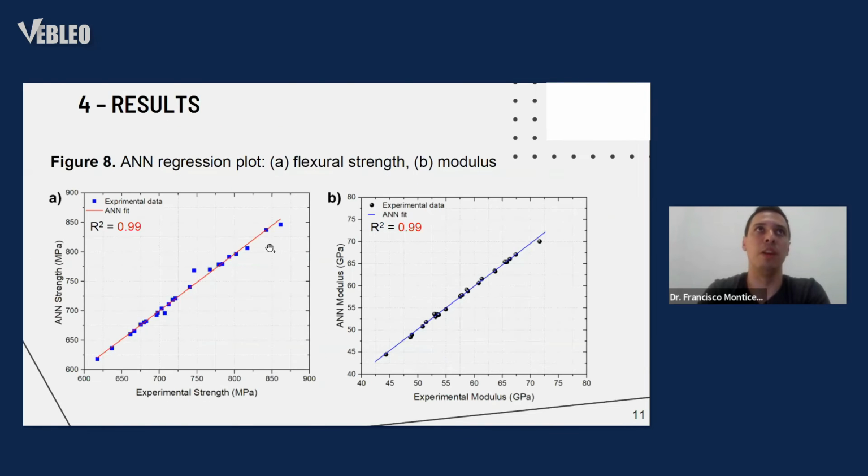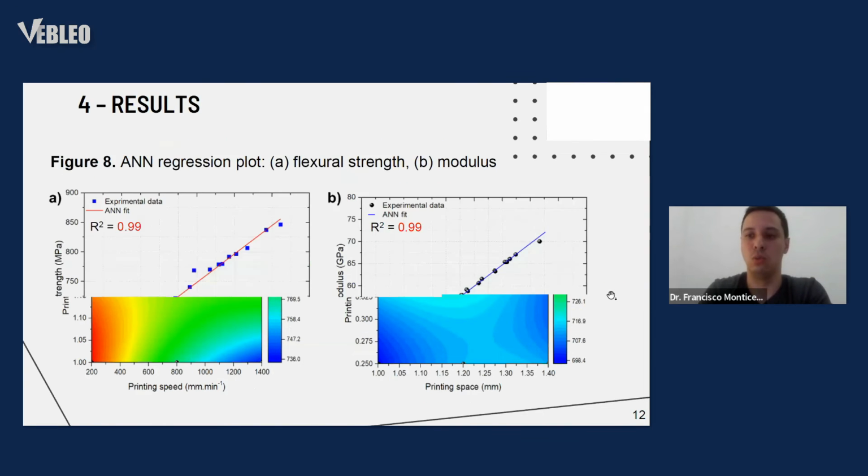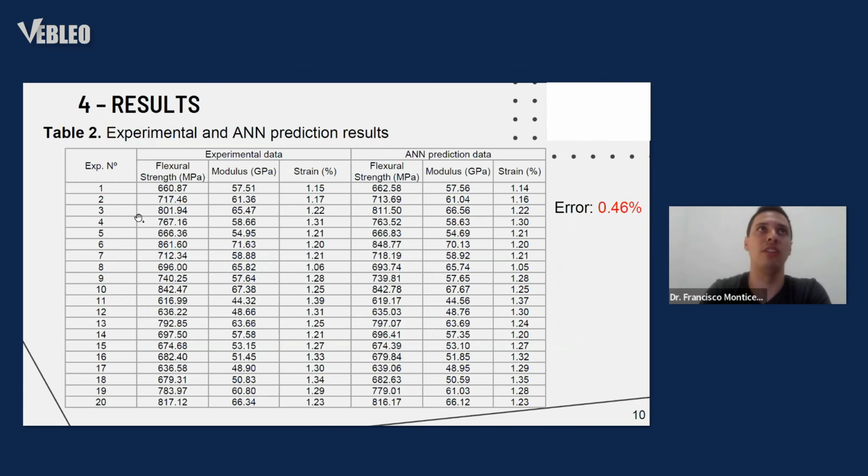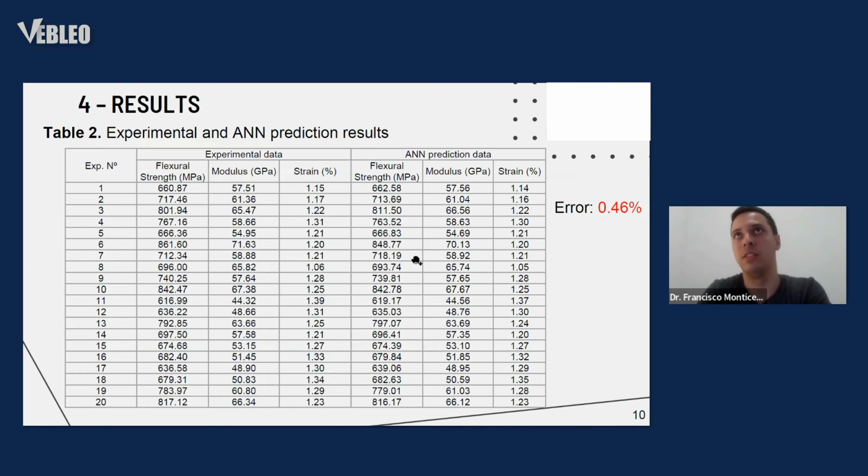And here is the confirmation of that. We have the ANN regression plot. We have a linear regression with a very high R square. Here we have the experimental results and the prediction section. And with this, we can change the parameter levels and predict the response, the mechanical behavior.